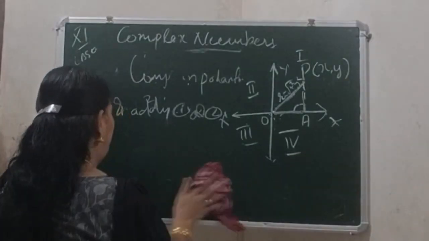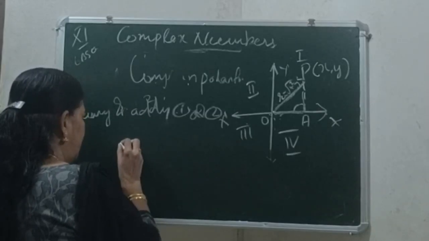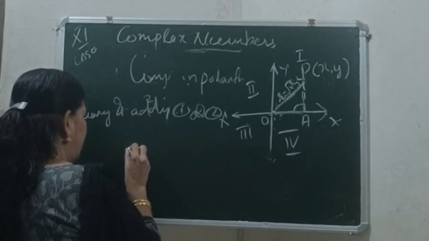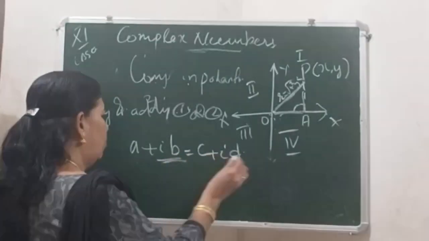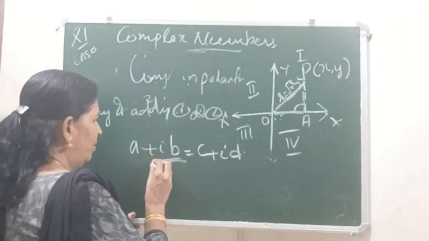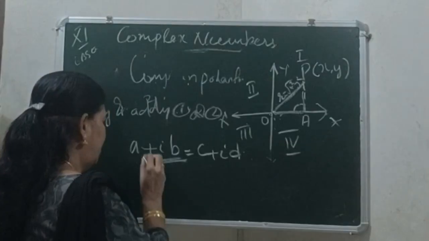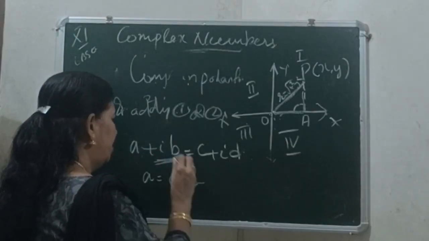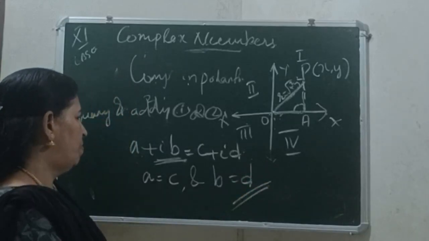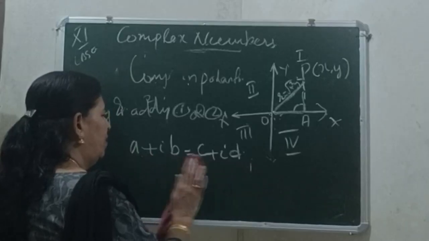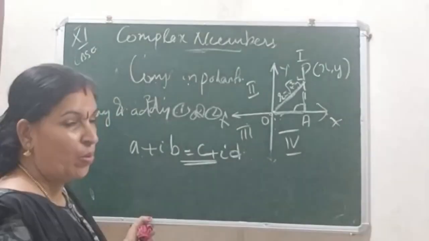Then if we equate two complex numbers a plus ib and c plus id: two complex numbers are said to be equal if their real parts are equal, that is a equal to c, and imaginary parts are also equal, b equal to d. If the real parts are equal and imaginary parts are equal, then the complex numbers are said to be equal.